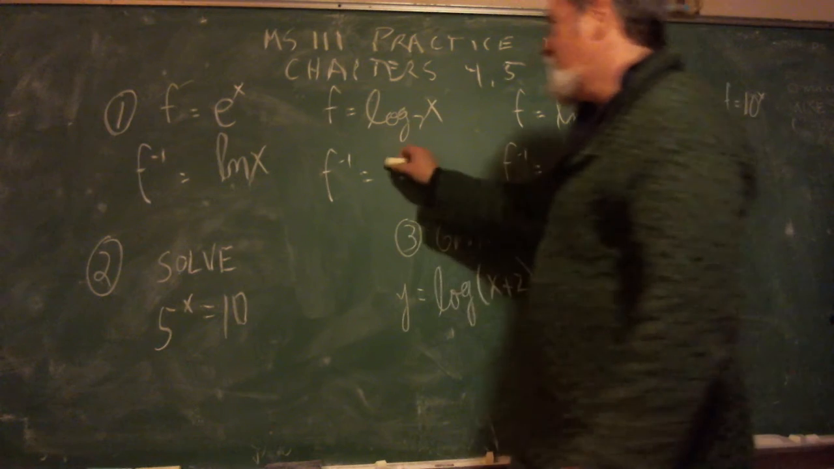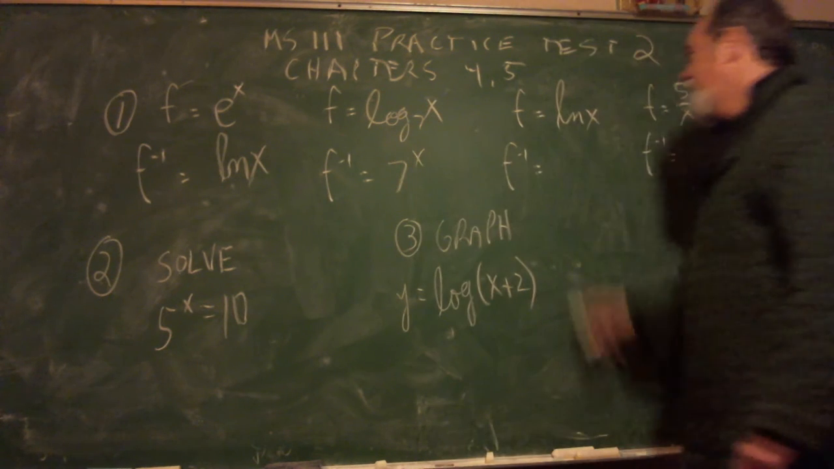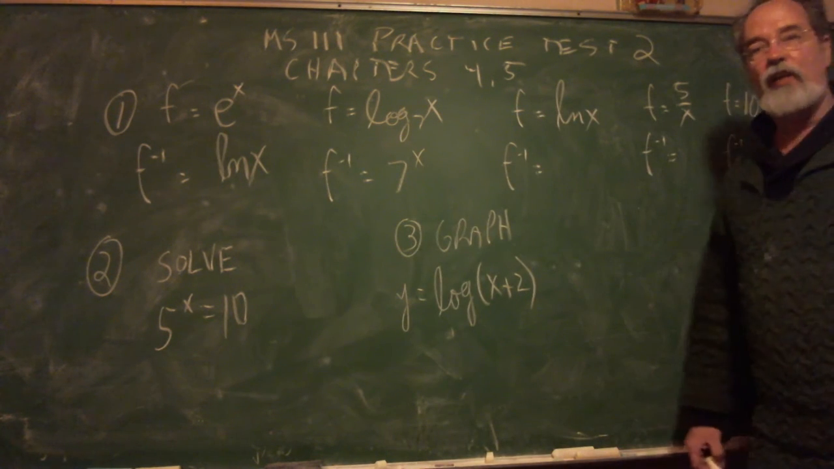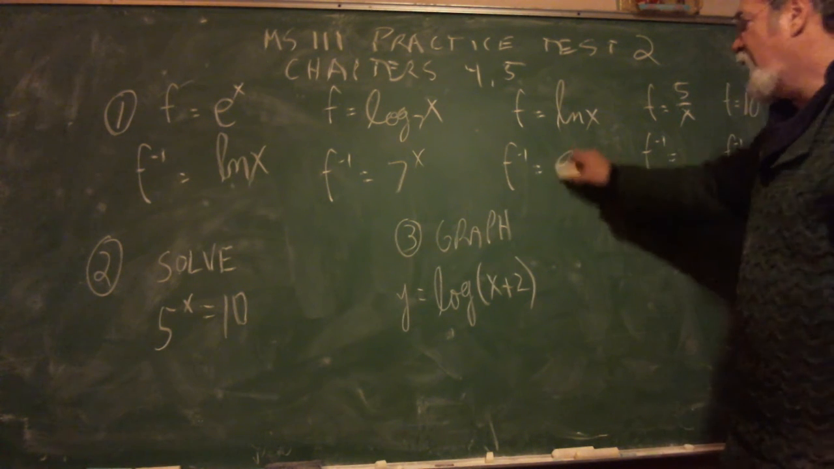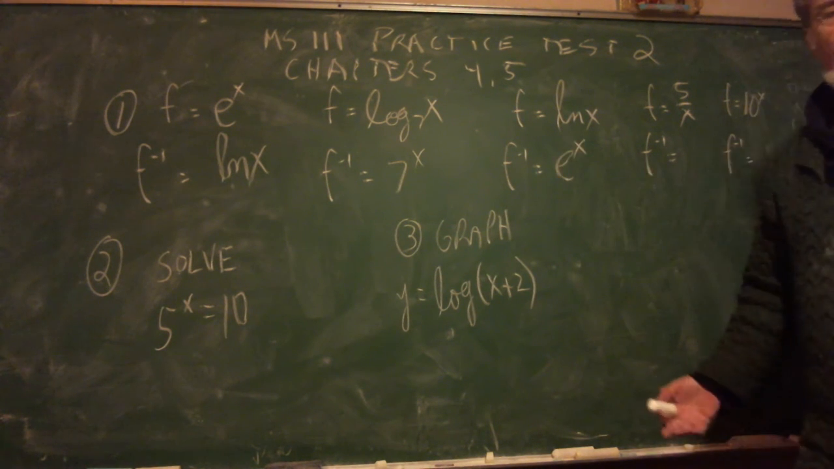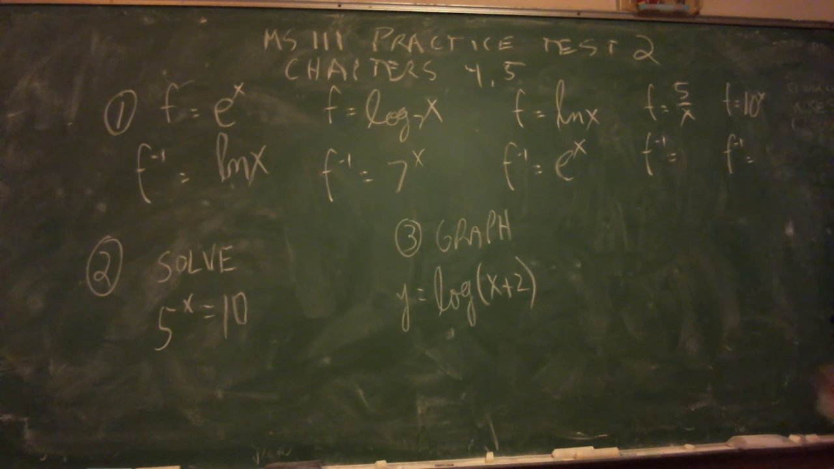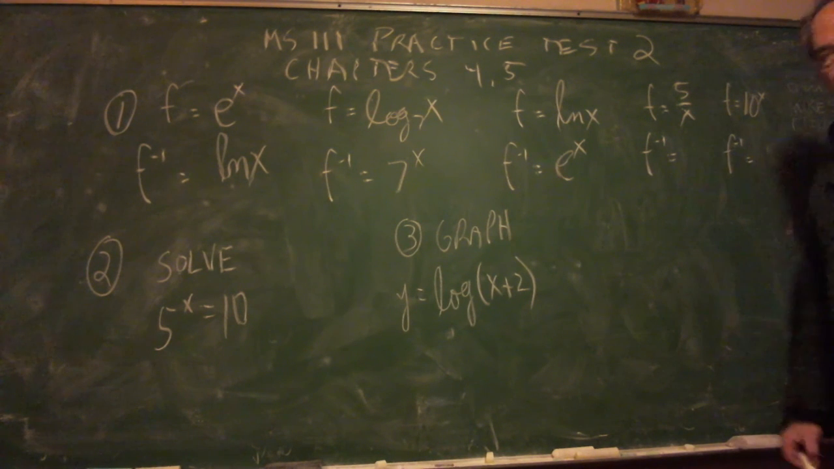Yulska, 7 to the x. Very good. f of x equals natural log of x. That's on one of your calculator buttons. The inverse is e to the x. And you have to ask the class for that one. The answer's on the face of your calculator. 5 to the x, we did this in class.